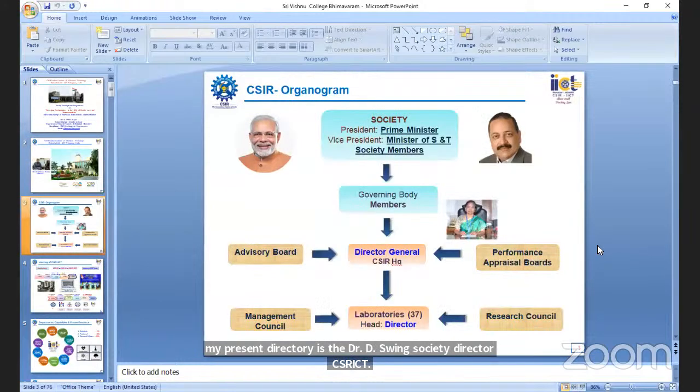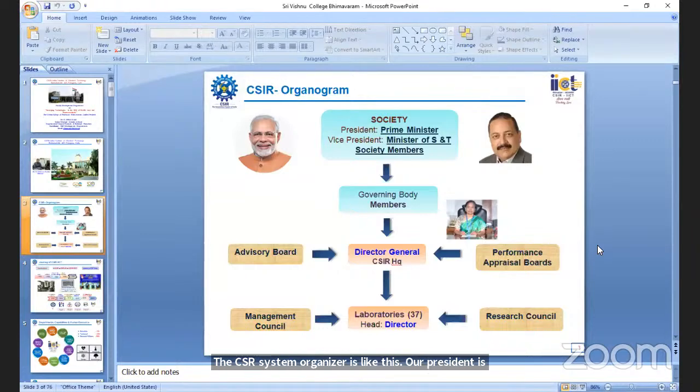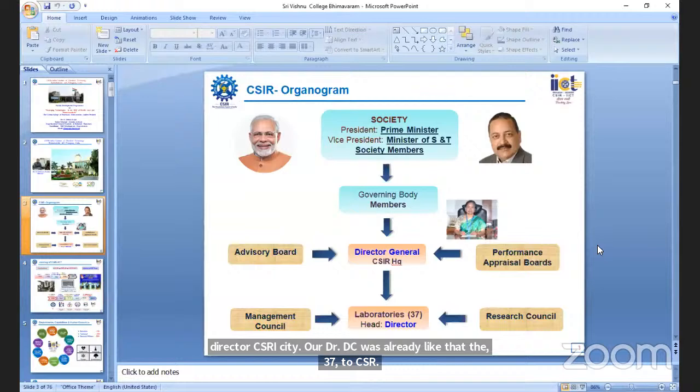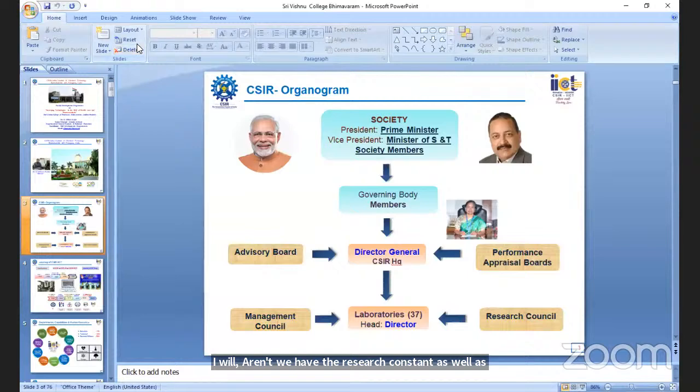The CSIR system organism is like this. Our president is the Prime Minister and the vice president is always the Minister of Science and Technology. We have the governing body members and the Director General in the CSIR headquarters in New Delhi, and the Director of CSIR-IICT, Dr. D. Srinivas Reddy. 37 CSIR laboratories are available throughout the country. And we have the research council as well as the management council to guide the director to run the systems. Next slide, sir.